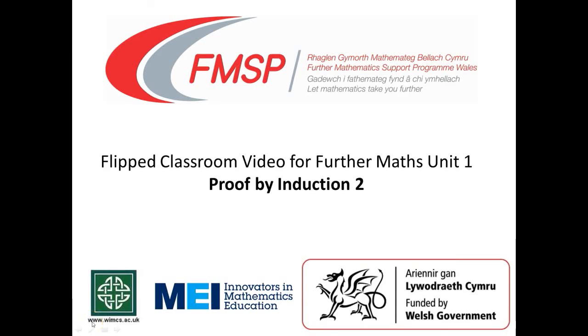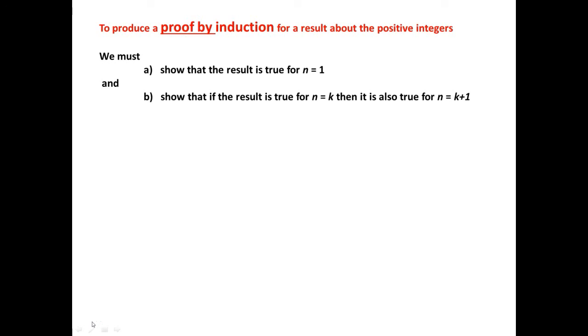In this video we are going to look at 3 further examples of proof by induction. In the previous video we learnt that to produce a proof by induction for a result about the positive integers, we must first of all show that the result is true for n equals 1, and then secondly we must show that if the result is true for n equals k, then it must also be true for n equals k plus 1.